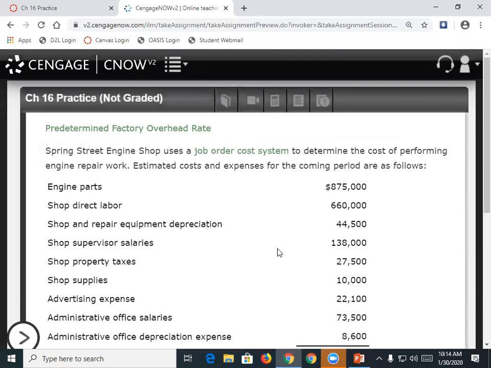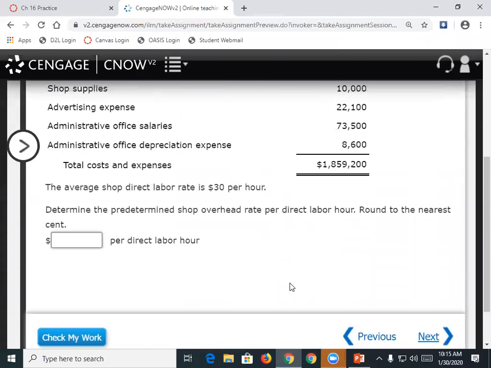So the second one, we're still dealing with predetermined overhead rates. Spring Street Engine Shop uses job order costing to determine the cost of performing engine repair work. It tells us our estimated costs and expenses for the coming period are as follows. These are all the costs, both product and period costs, direct, indirect, everything listed here. And it says the average shop direct labor rate is $30 per hour. Determine the predetermined shop overhead rate per direct labor hour.